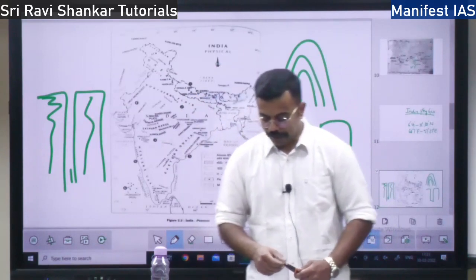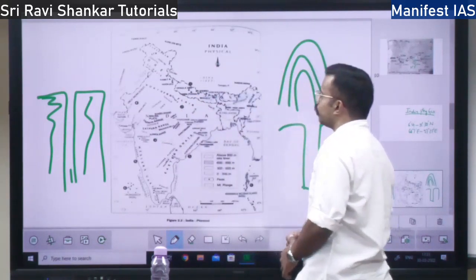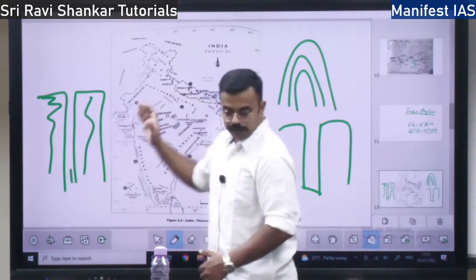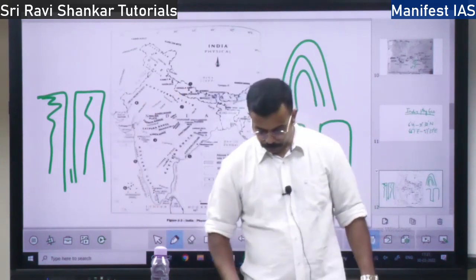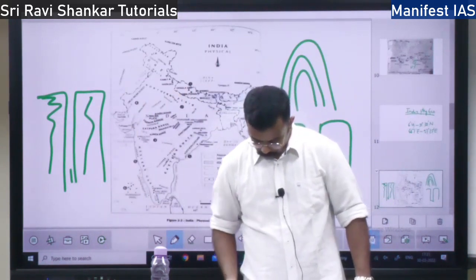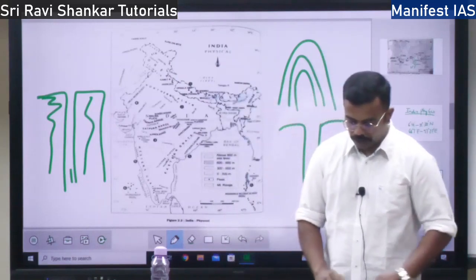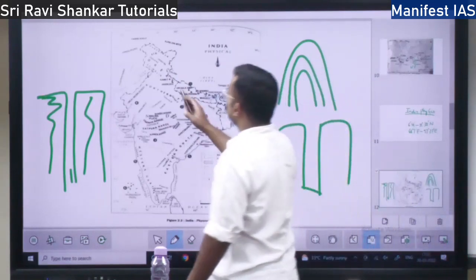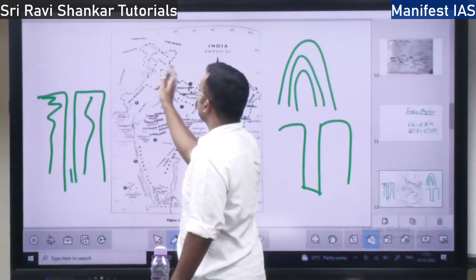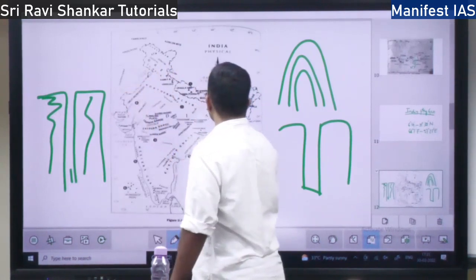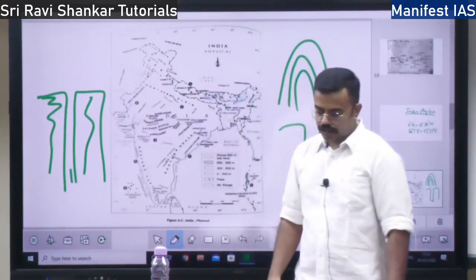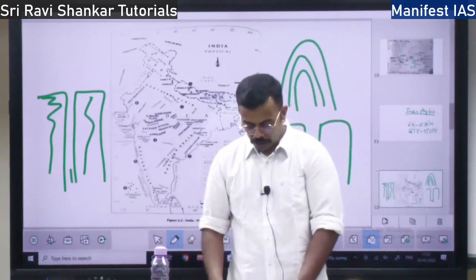Right? Next, we will talk about the Indo-Ganga and Brahmaputra plain. So this is the Indus River flowing here, Ganga here, Brahmaputra here. So the Indo-Ganga Brahmaputra plain.